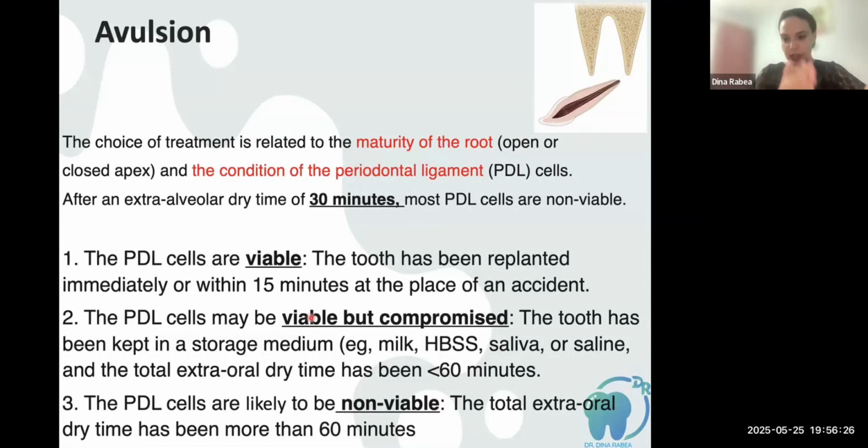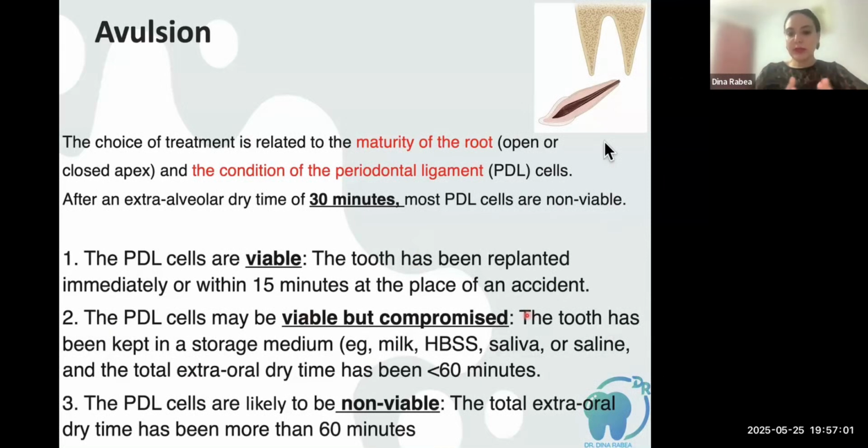So we have three scenarios of the periodontal ligament cells. Either they are viable, in case only 15 minutes at most has passed after the tooth has been knocked out of the socket in dry air. They might be viable but compromised if the tooth has been put into a storage media, the ones we mentioned, like skimmed milk, Hank's balanced solution, saliva, saline, and the worst is running water, but it's better than dry air.